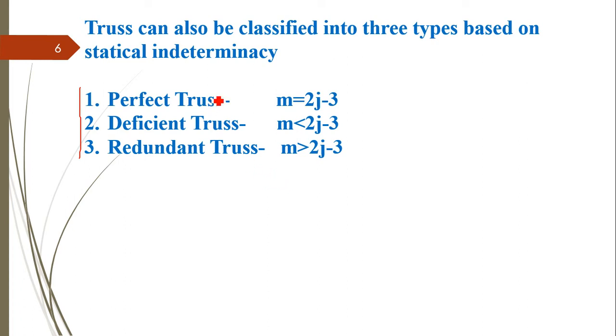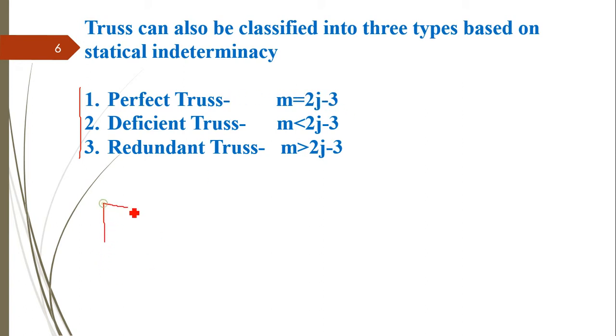It says that when M equals 2J minus 3, where M is the total number of members and J is the total number of joints, that truss is said to be a perfect truss.